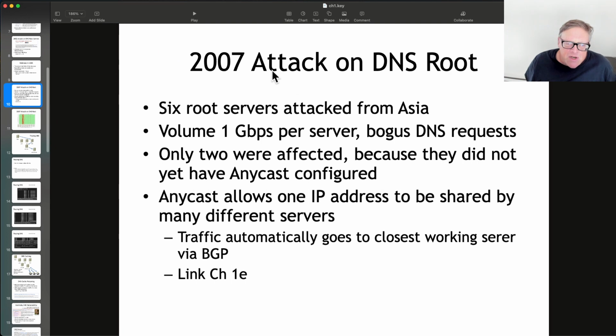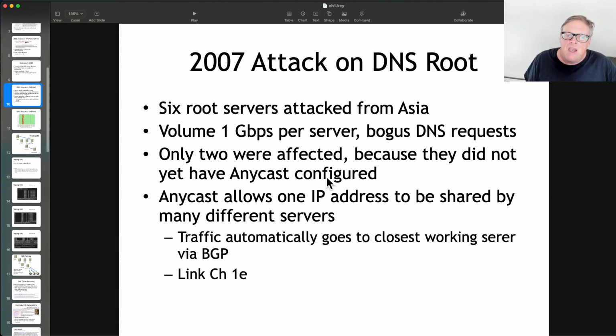In 2007, somebody in Asia attacked 6 of the root servers out of the 13 with a gigabit per server, but only 2 of them were affected. The others had Anycast configured. If you've taken Cisco or perhaps Net+ these days, there are 4 kinds of traffic in IP. There's unicast, one-to-one. There's multicast, one to a specific group of machines. There is broadcast, which is one machine sending to every machine it can reach.